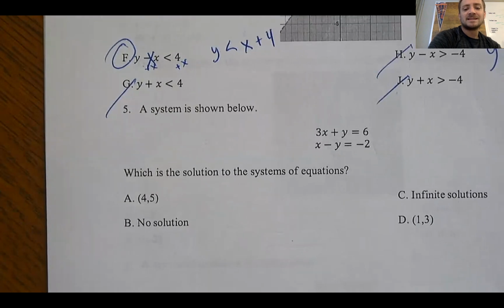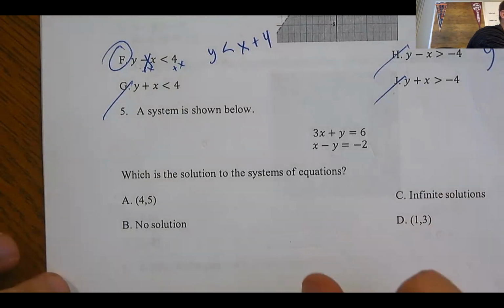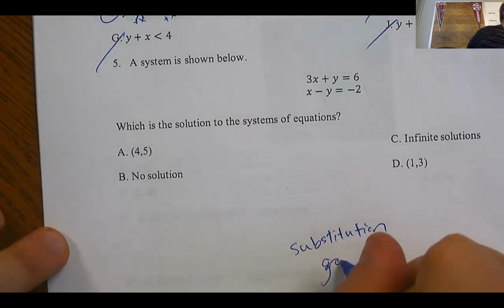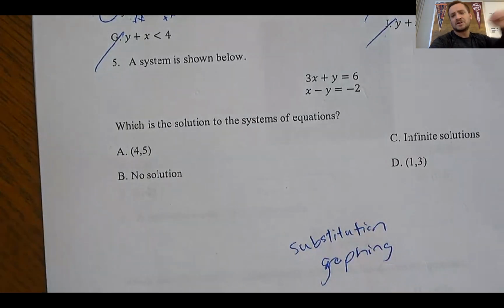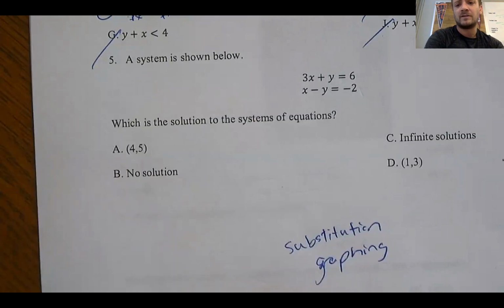All right, that's it. A system is shown below. Which of the following is the solution to our system? So guys, we've learned a whole bunch of ways. We've learned substitution. We've learned graphing. Those of you that are face-to-face kids, Mr. Arnett took you that one day and showed you how to do it if you have a TI-Nspire. But what I'm going to do is focus on the graphing. I think the graphing is pretty easy.